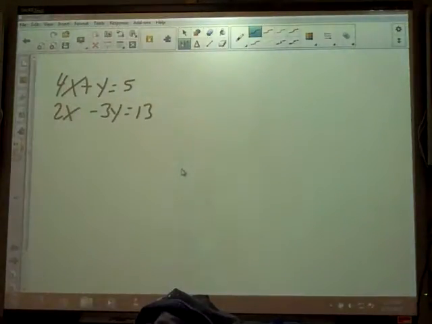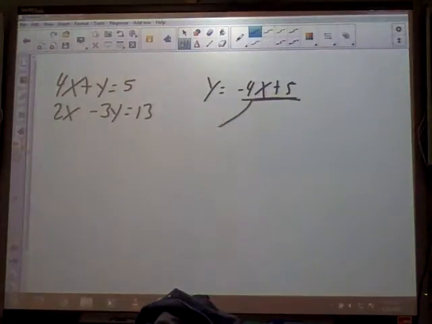The reason Hayden's looking at the top one is because that's a 1y. So if we wanted to use the same method there, what would I have to do, Hayden, to get that y all by itself? I'm just subtracting the 4x. So it'd be y equals negative 4x plus 5. Now we're taking that and we're substituting it in for the y.